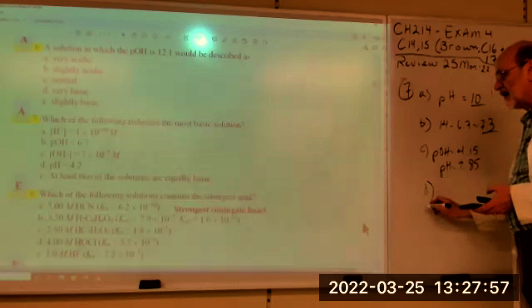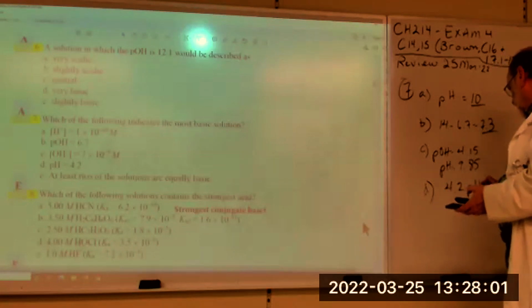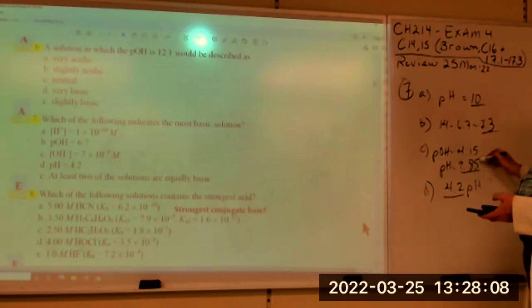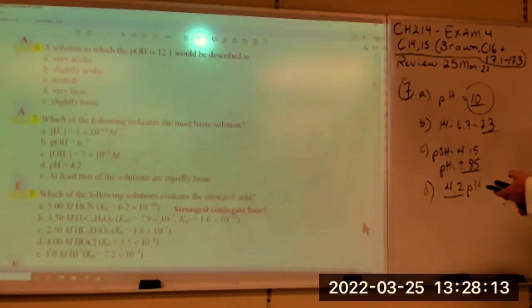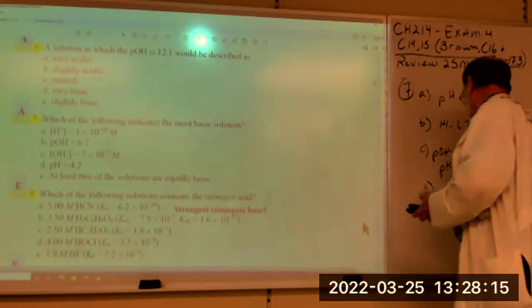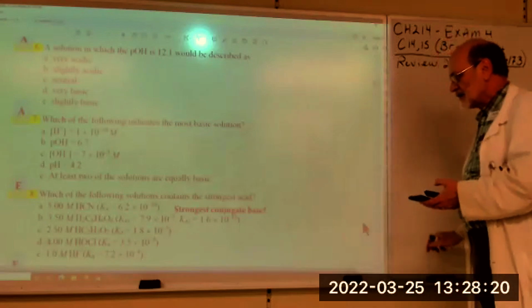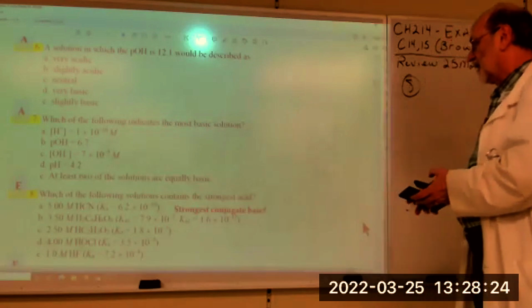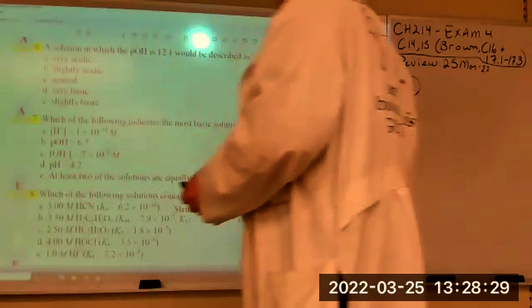Okay. And how about D? That one gives it to us. 4.2 pH. Okay, so we got this one, that one, and that one. Most basic, it's like this one. Yep. Let's see, we can still see 8. Number 8. Which of the following solutions contains the strongest acid?